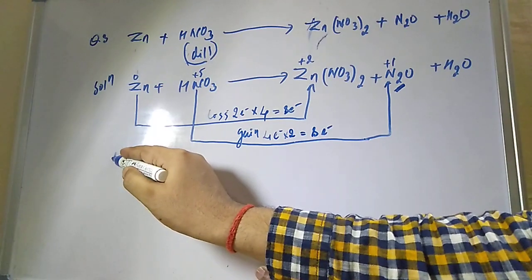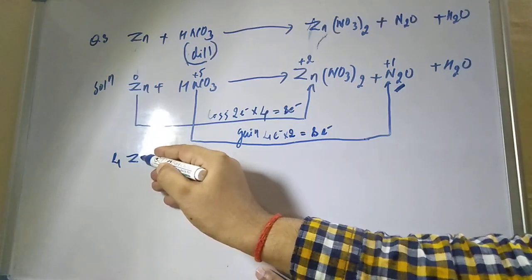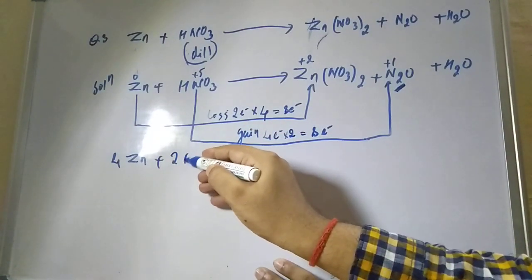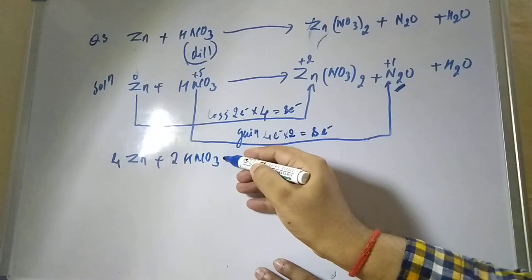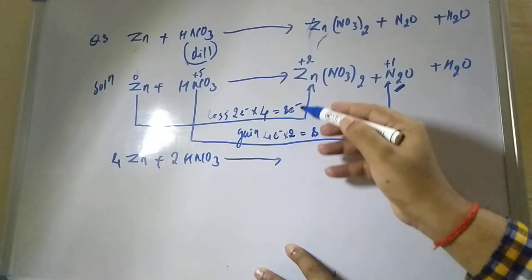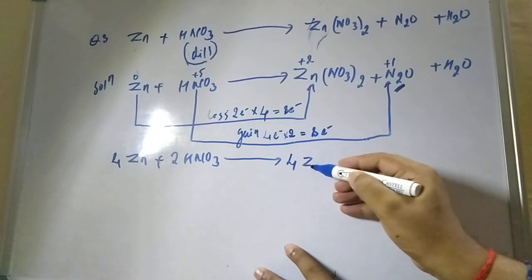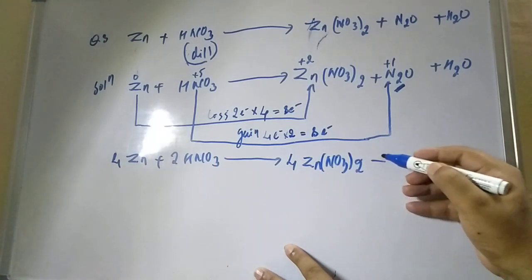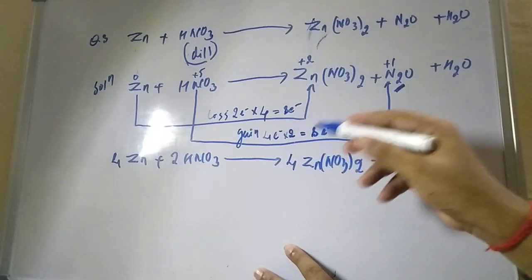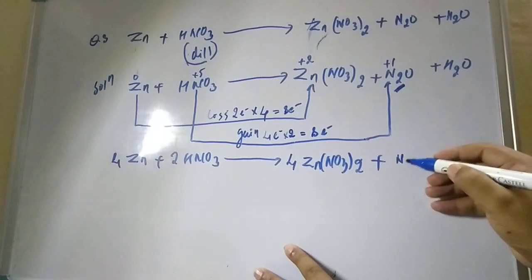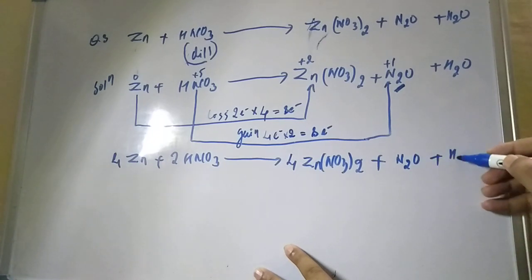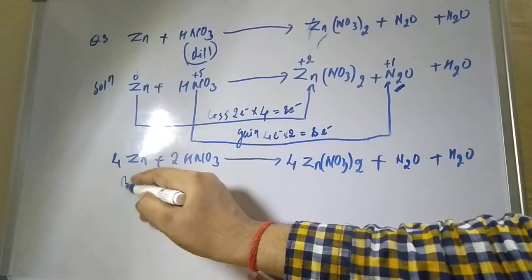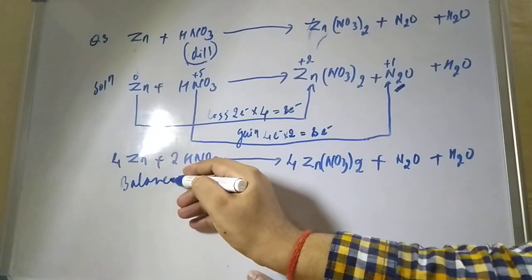So 4 Zn will come. 4 Zn, students. Then this line is multiplied by 2, so here is 2 HNO3. Now here, 4 Zn, this side again 4 Zn(NO3)2, plus N2O. 2 is already there, so we do not need to multiply, plus water. Now what is the last step? If you are going to check the last step, balance nitrogen next.